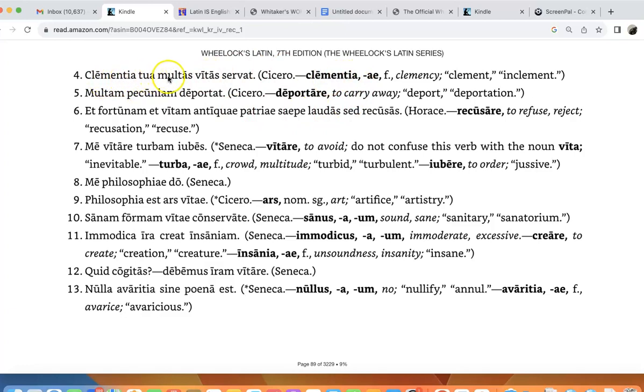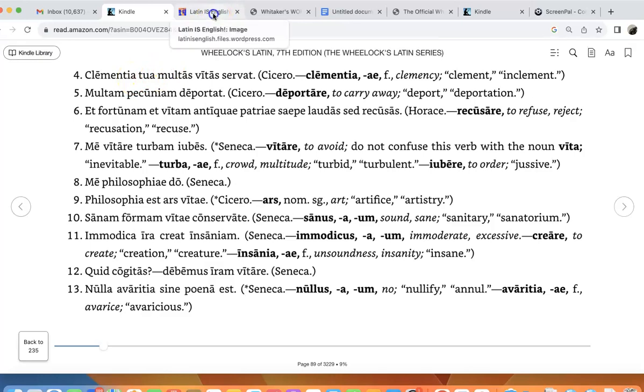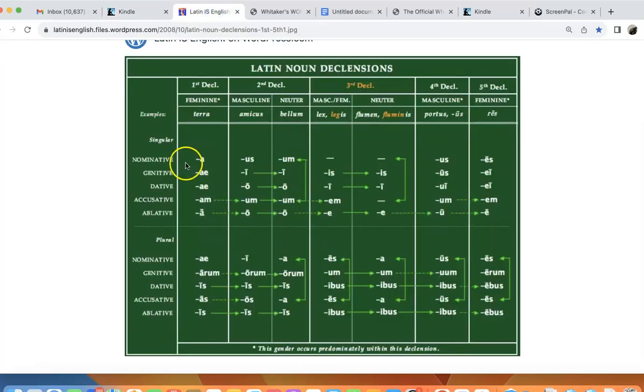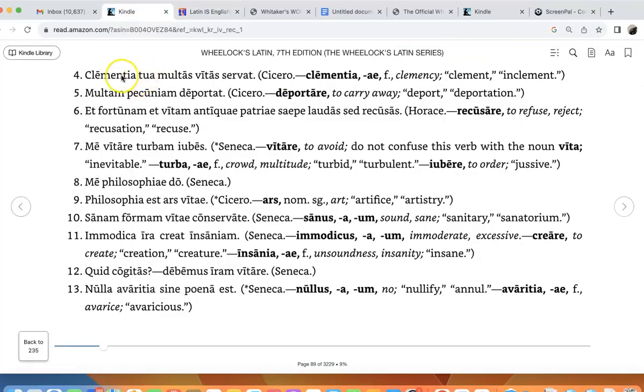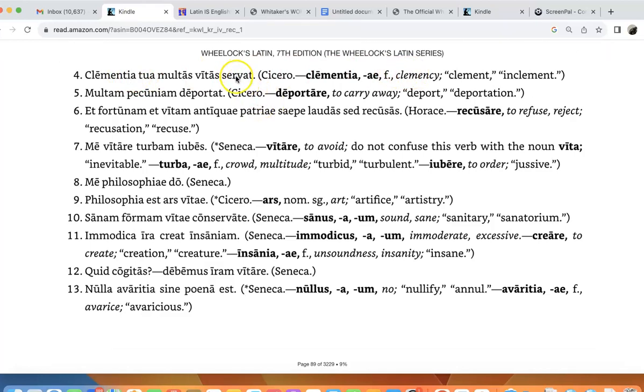So clementia tua multes vitae servat. Now, we need a subject, and so Latin often does put the subject first. So there's a, so that should give us a little confidence that's probably the subject. Now, what does that mean? Your clemency. So your clemency saves or is saving many lives.